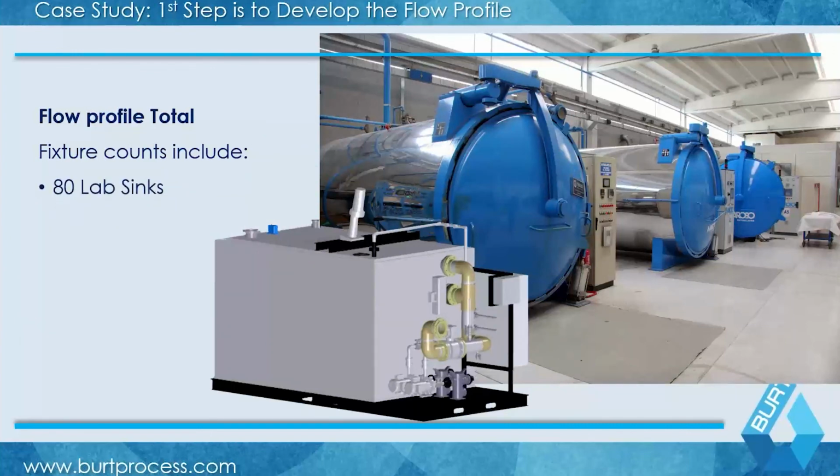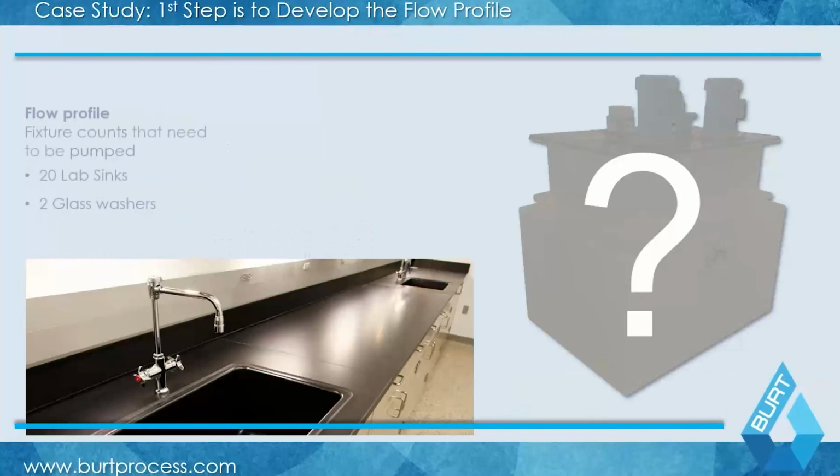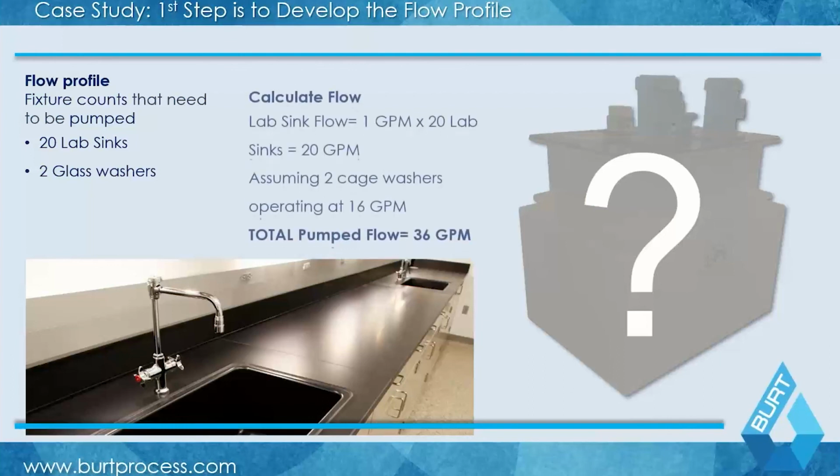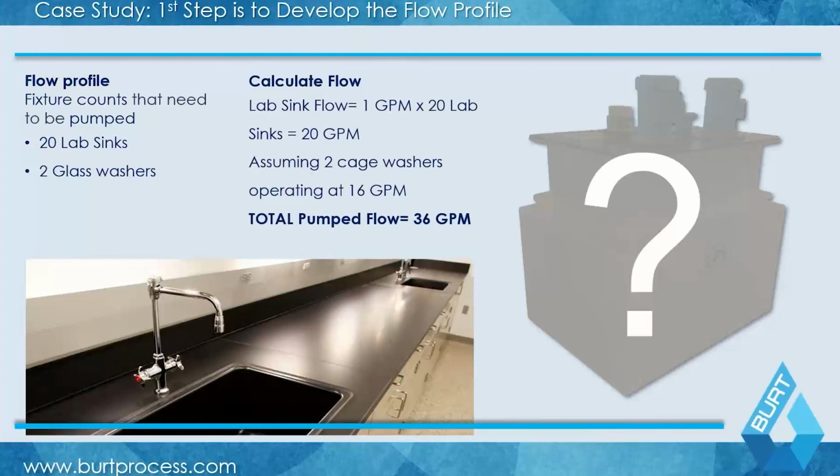So to run through a quick example here, if I had 80 lab sinks, 5 cage washers, 10 autoclaves, and the fixed counts that need to be pumped are 20 sinks and 2 cage washers, I calculate a flow rate of 1 GPM times 20 lab sinks, 20 GPM, plus 2 cage washers at 8 GPM each, 16 GPM. I have a total pump flow rate of 36 gallons per minute.